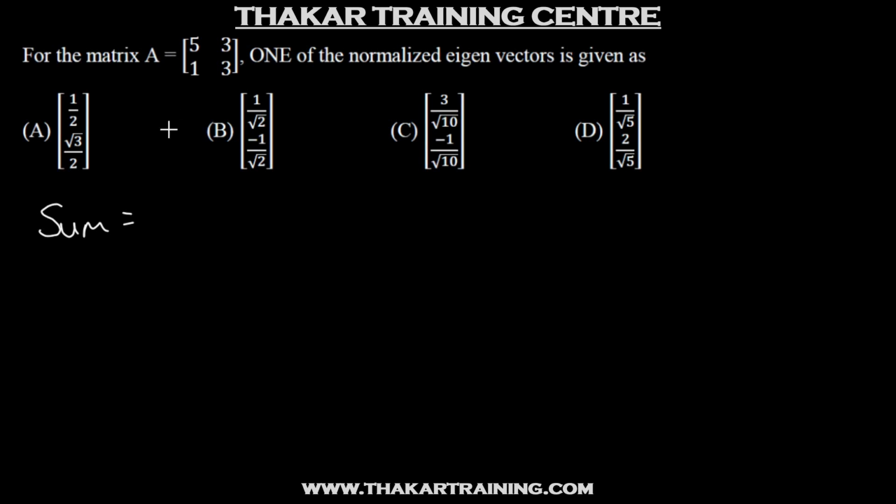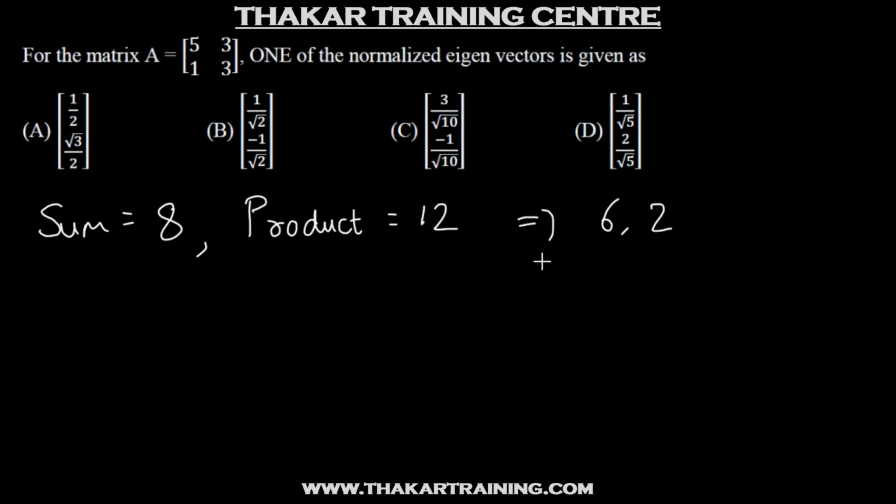First find the eigenvalues. The sum of eigenvalues should be 8. Product: what is the determinant? It is 15 minus 3, that is 12. So sum 8, product 12. What are the values? 6 and 2. Correct? The values are 6 and 2.